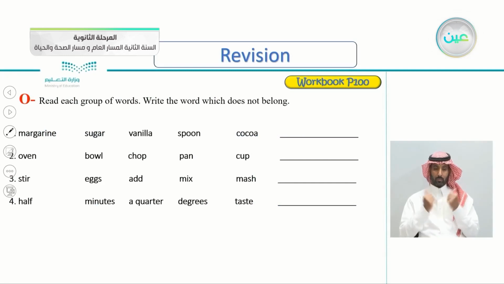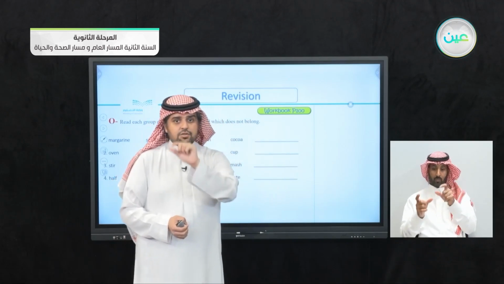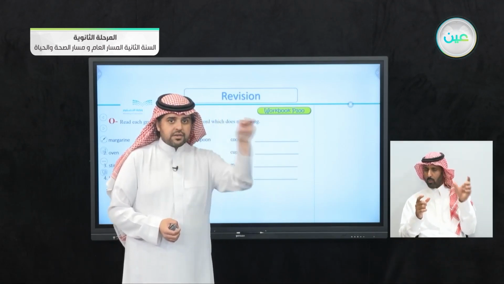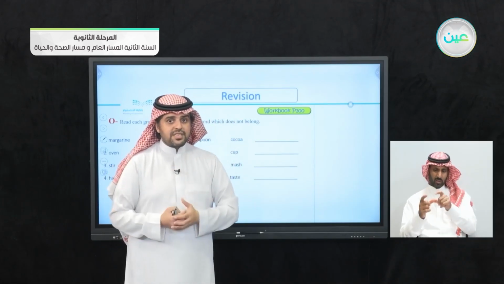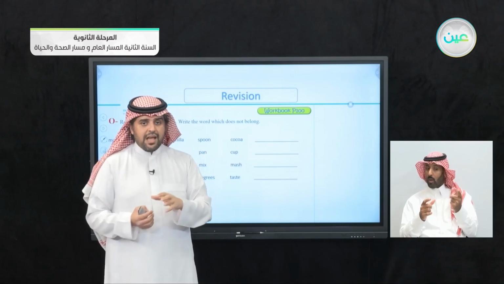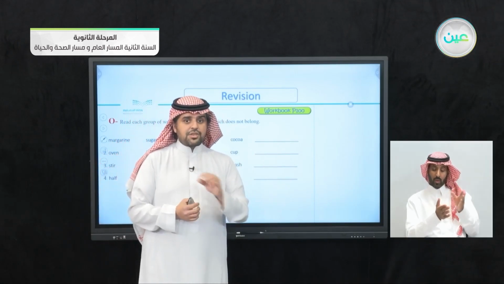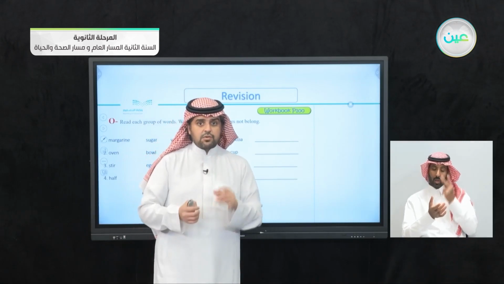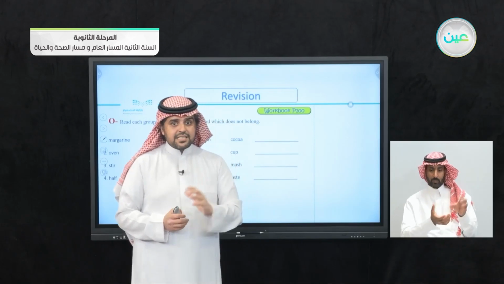Exercise O, read each group of words. Write the word which does not belong. So we have 4 groups of words, so you have 4 words. Try to figure out which word from the 4 doesn't belong to the group itself. So 3 words will have the same group and 1 word will be outside the group. So try to distinguish which word from the group doesn't belong.